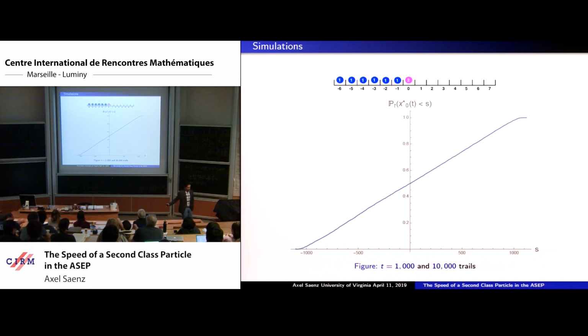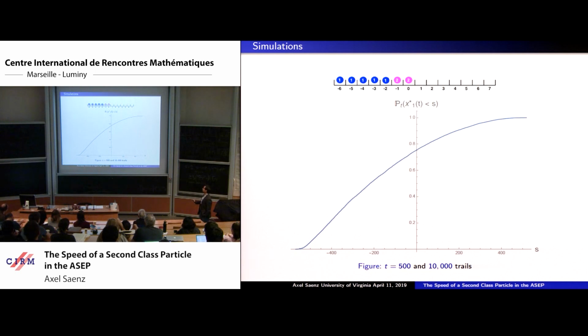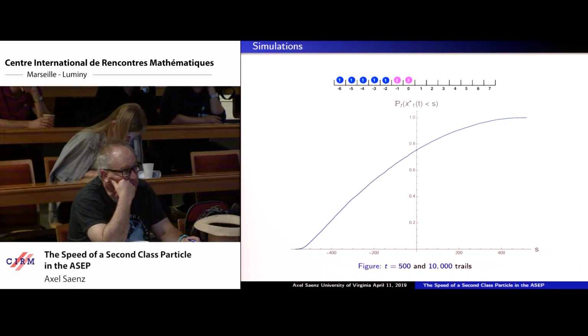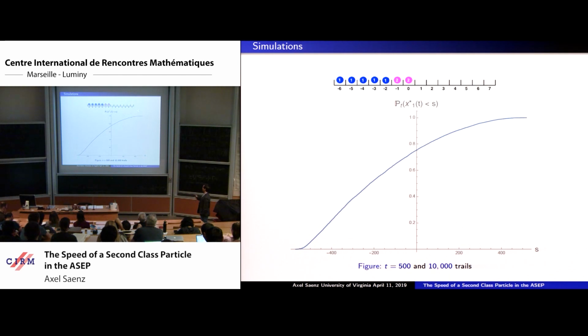And then the next one is if we start with 2 second-class particles, and we're trying to look at the distribution of the last second-class particle. In here, I wanted it to be the same as the previous case, but it doesn't look the same. There's a slight difference. And here, it's slightly less time, 500, 10,000 trials still. And then the question was, name that CDF.